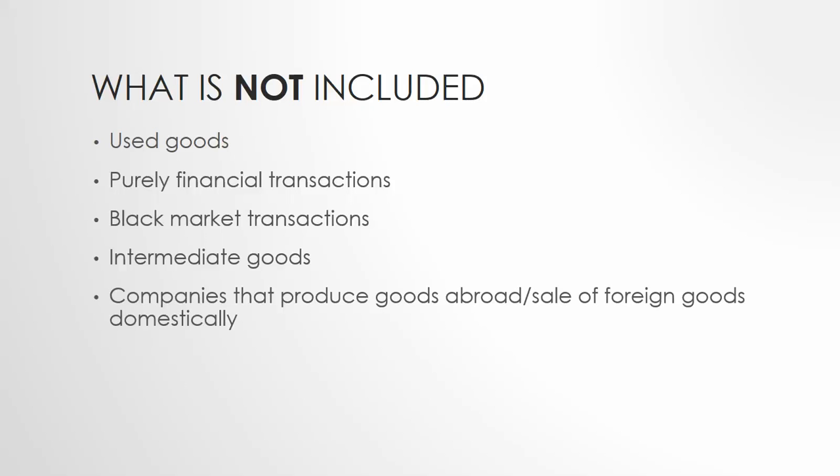Companies that produce goods abroad, so for instance, if Ford had a factory in Japan, those cars would not be included in GDP. And also the sale of foreign goods in the United States, or domestically. So for instance, a Swedish chocolate company that sells chocolate in the United States, those imports would not be included in our GDP. Transfer payments are not included. Transfer payments are when the government gives money to people without expecting anything in return. So transfer payments are not included in GDP. And finally, things that you do for yourself. So for instance, if you're a mechanic and you fix your own car, that is not included in GDP.